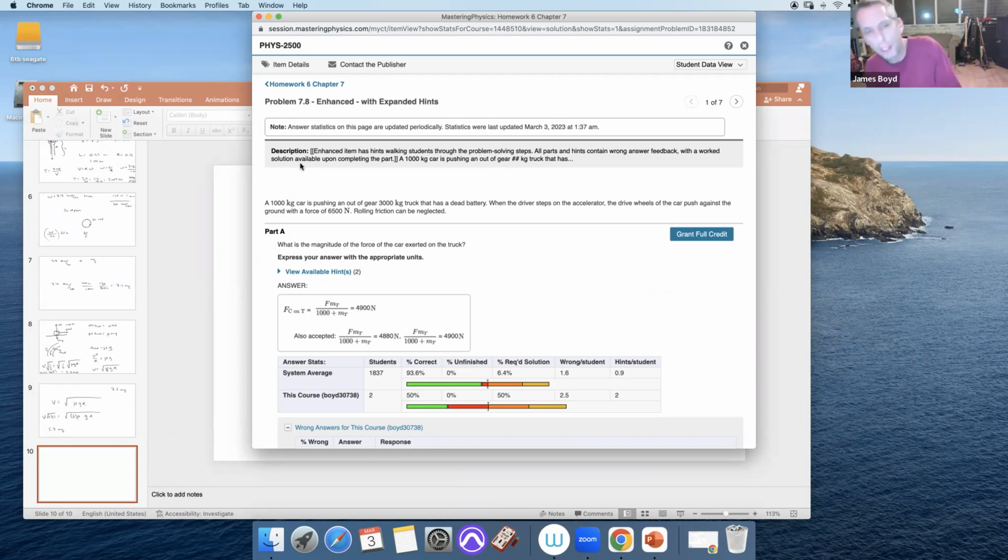But the truck weighs 3,000 kilograms. The driver steps on the accelerator and the car pushes against the ground with a force of 6,500 newtons. And there is no rolling friction here. Okay. So what is the magnitude of the force of the car?